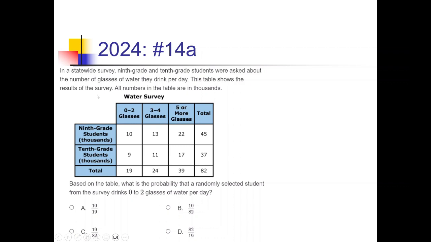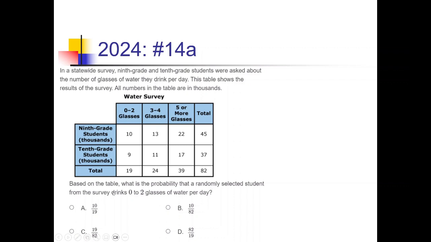For number 14, we've got this little survey going on here. Ninth graders and 10th graders were asked about the number of glasses of water they drink each day. Hopefully it's a lot. Water's good for you. This table is showing the results of all this. So we have two rows here, one for 9th graders, one for 10th graders. And we also have another row for the total. And then we have 4 columns, 0 to 2 glasses, 3 to 4 glasses, and 5 or more glasses, and then the total.